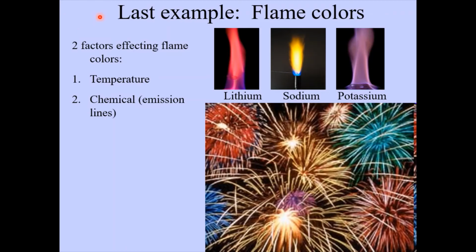Another example of atomic emission is the different colors that various flames have depending on the chemical that's burning. There are a couple of factors that affect flame colors. One is the temperature of the flame, but the other one is the chemical, and these are due to the different emission lines. So for example, here's a flame of lithium burning. Here's sodium, and here's potassium. If you remember back from the spectrum chart a couple slides ago, sodium had the two yellow emission lines, and so that's producing this dominant yellow color here.